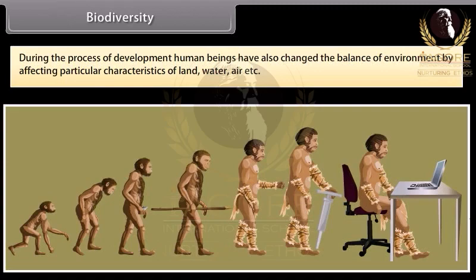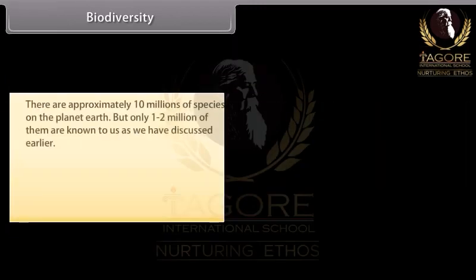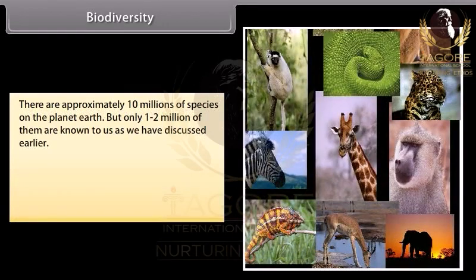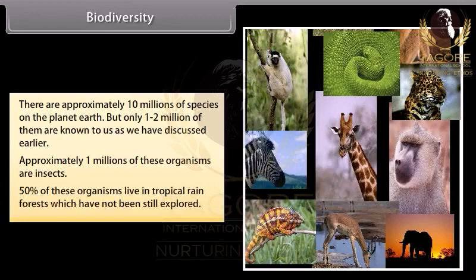water, air, etc. There are approximately 10 million species on the planet Earth, but only 1 to 2 million of them are known to us, as we have discussed earlier. Approximately 1 million of these organisms are insects. 50% of these organisms live in tropical rainforests, which have still not been explored.